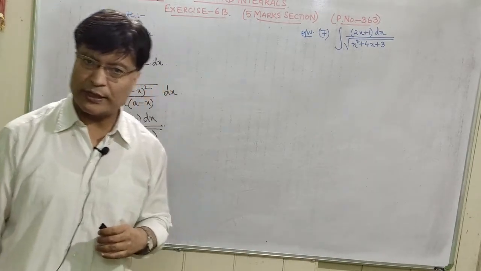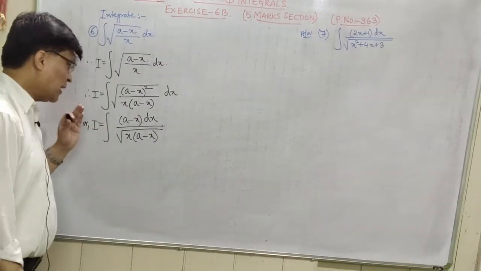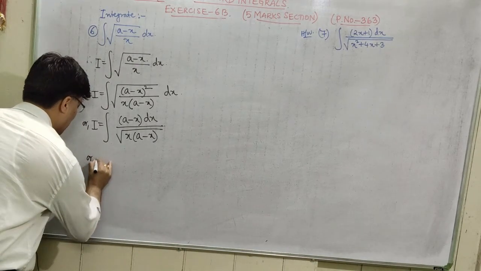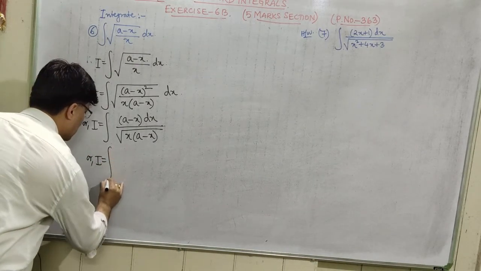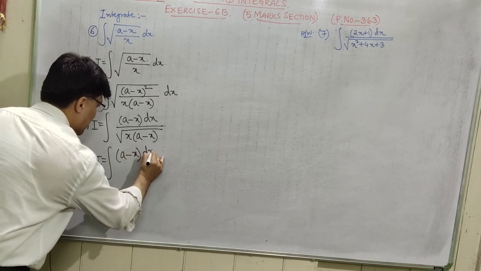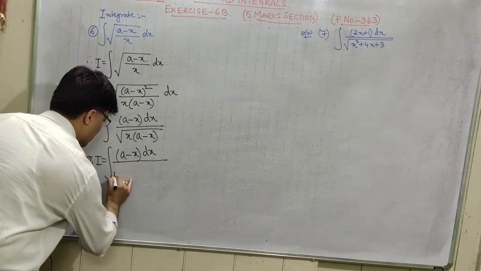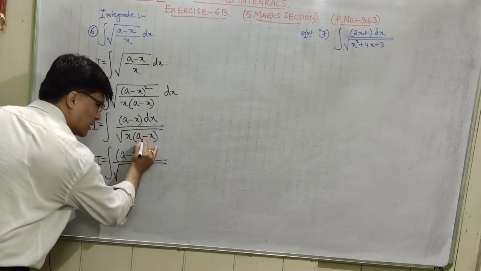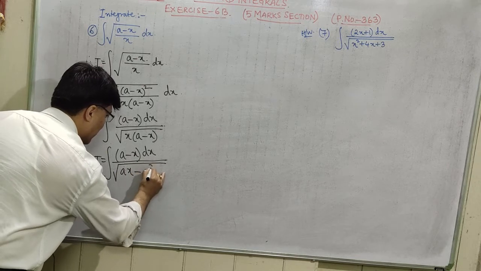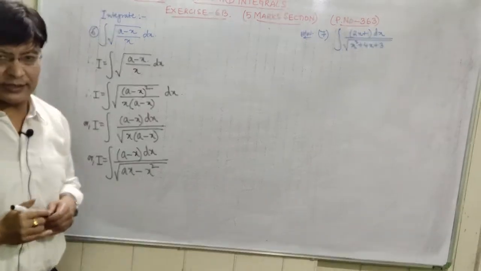So I think you have understood it. Okay. So now let us simplify the denominator. Let us multiply by x here. Or I is equal to integration of, this is a minus x dx divided by within square root. Let us multiply by x here. A into x, ax minus x into x. This is your x square.